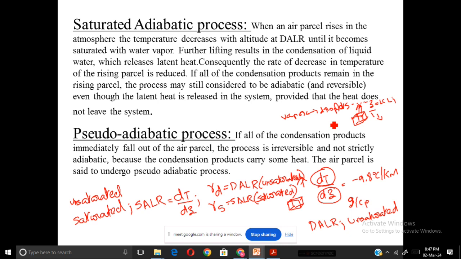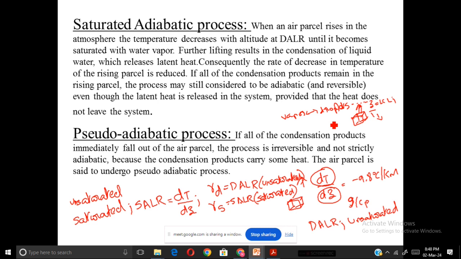Condensation starts to occur in the parcel. So condensation means water vapor is being converted to water droplets. Whatever water droplets are formed, consider that they remain, and whatever latent heat of condensation is produced is used up in the system itself. It is just used to increase the temperature of the parcel. It is not leaving the system. So in that case, we say that the process is still adiabatic, and that process is known as the saturated adiabatic process.